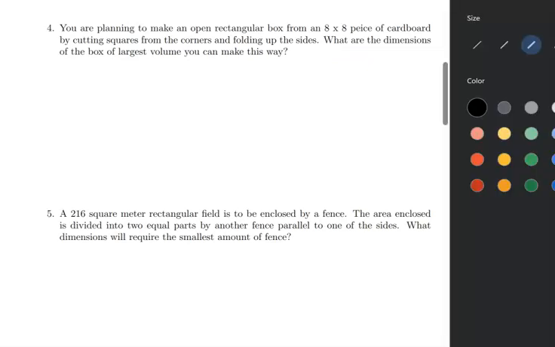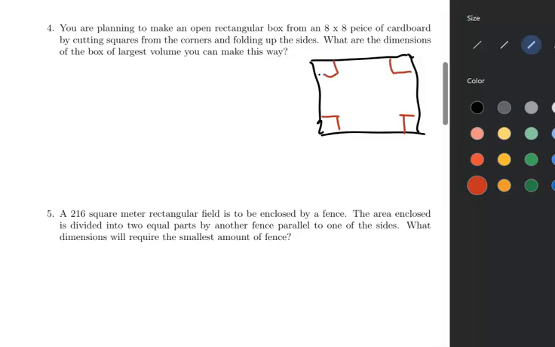All right, now we've got this 8 by 8 piece of cardboard. And what we're going to do is cut out squares, and then fold those edges up, and it'll make a box top, and it'll have a volume. All right, so let's think about this.